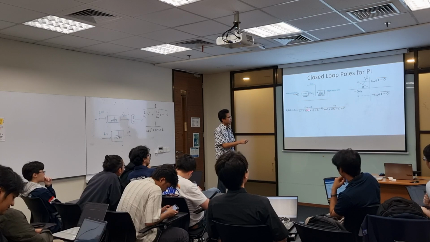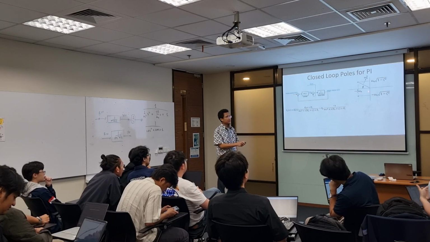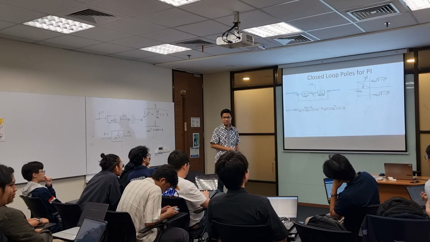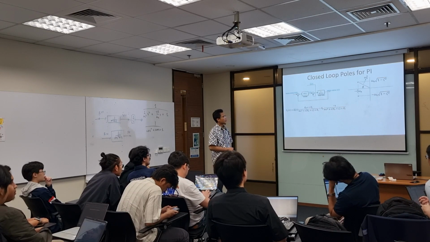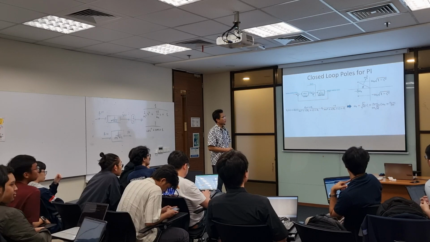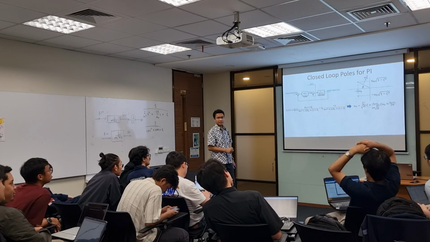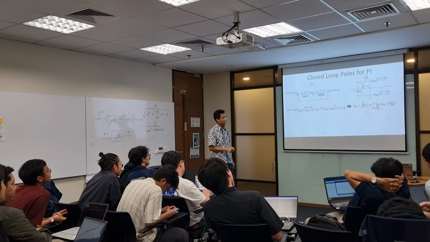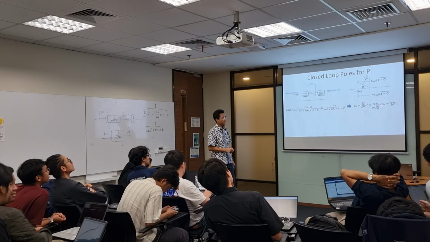So based on this, what will be the zeta omega n square from this? Omega n square is Ki over m. And that's the zeta will be this one. And the zeta omega n is this.